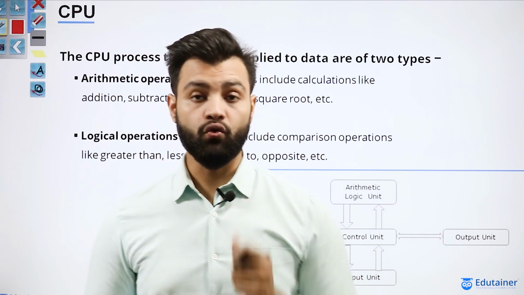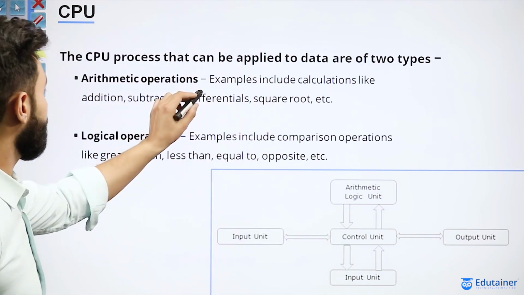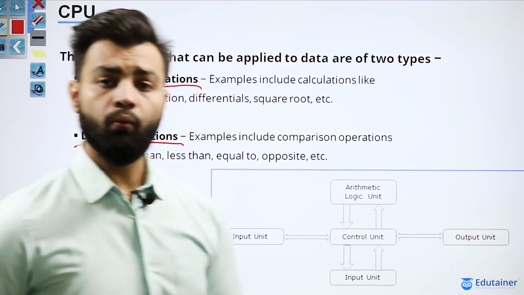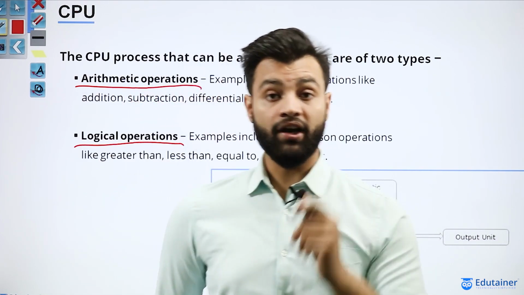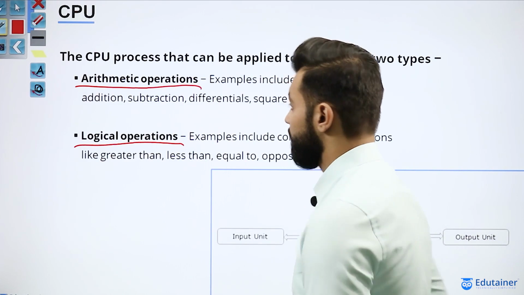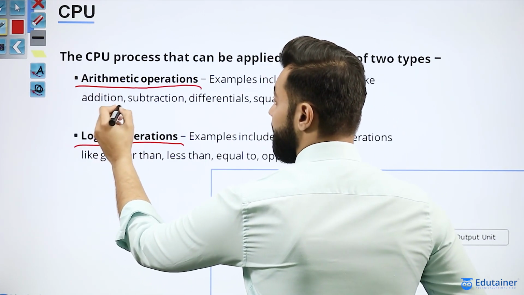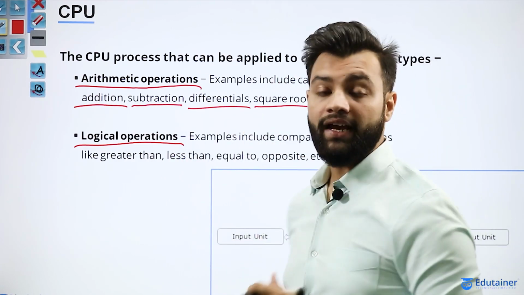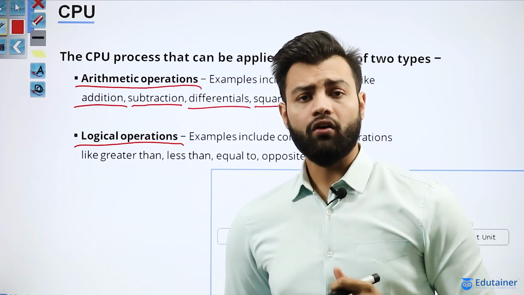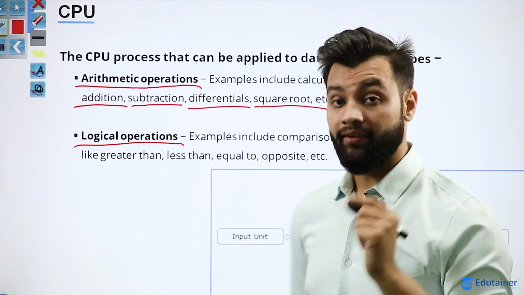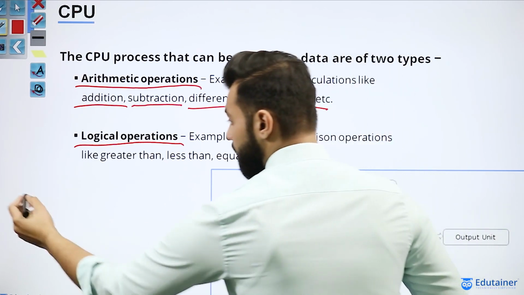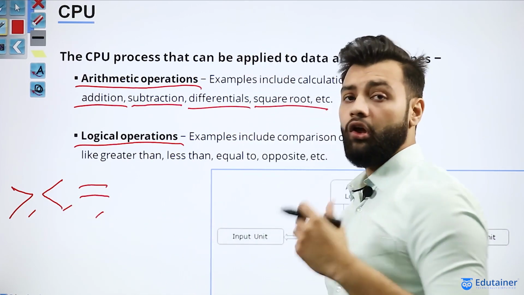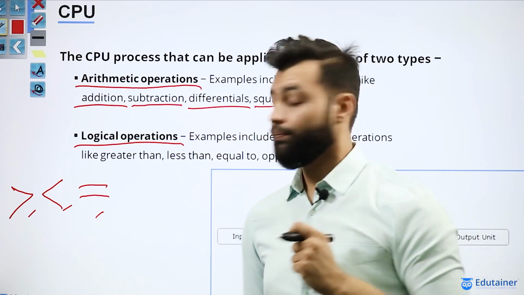The ALU is further divided into two parts. The first part is the arithmetic operations and the second part is the logical operations. So what does arithmetic mean in your mind? It's about mathematical equations. In arithmetic operations, calculations like addition, subtraction, division, and square roots are done. Talking about the logical operations, signs like greater than, less than, and equal to, all these logical operations are done under logical.